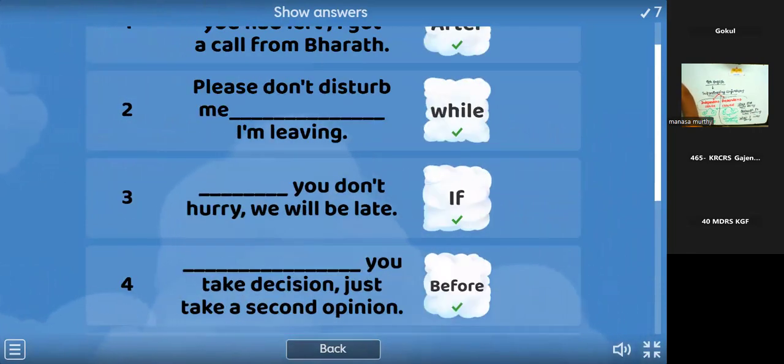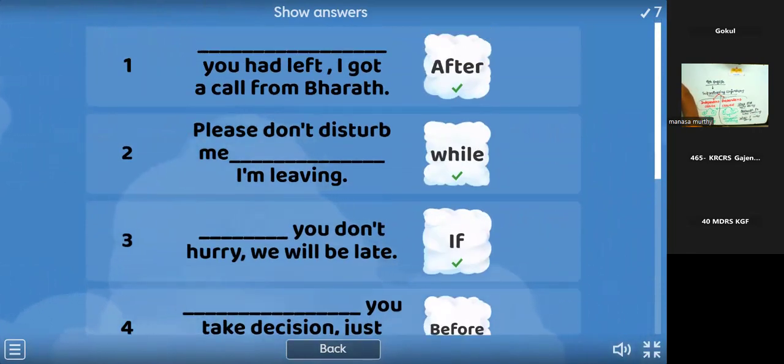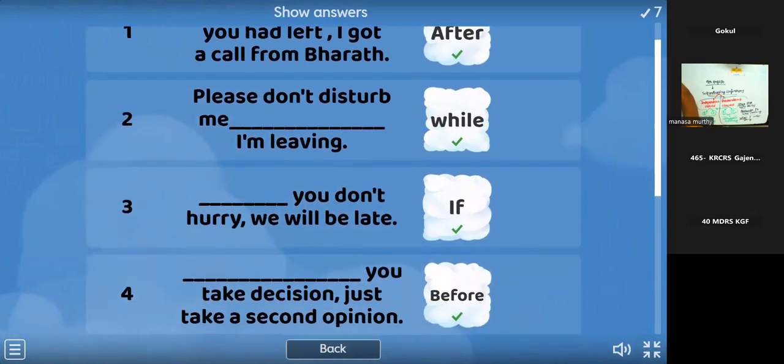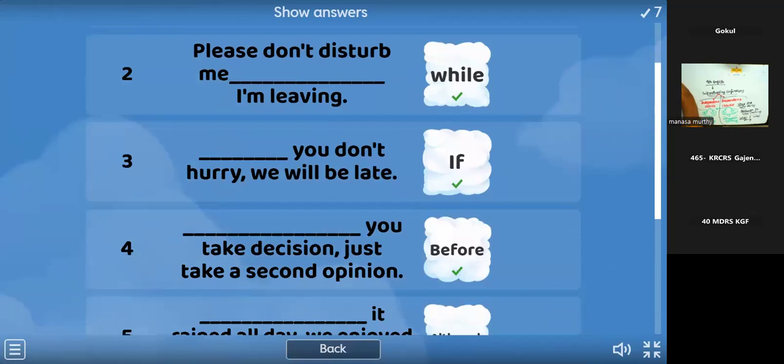You want to make note of these sentences?